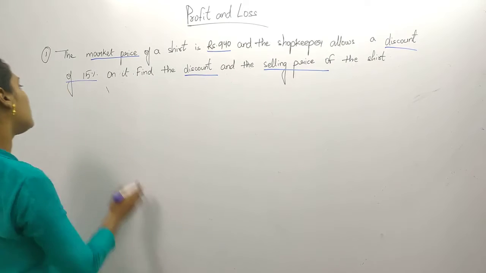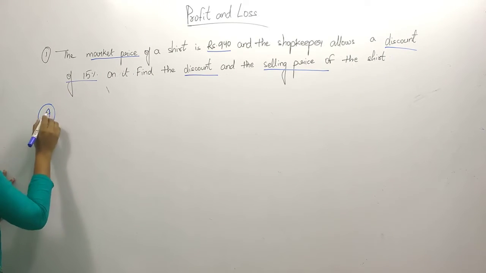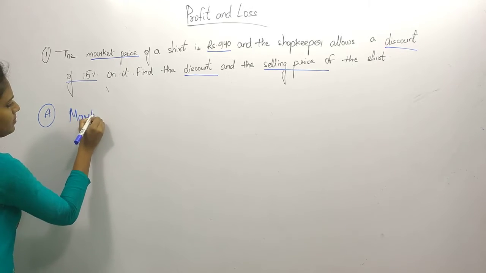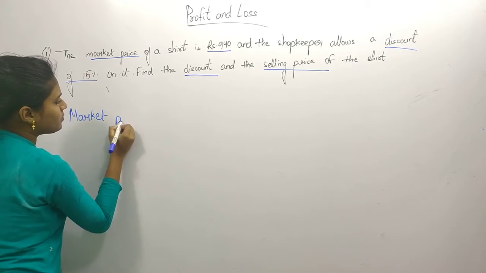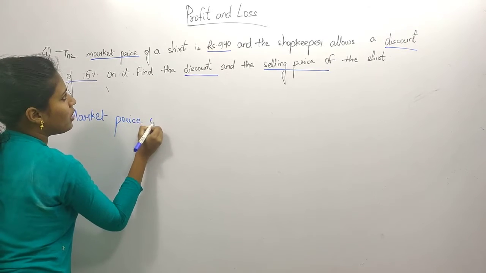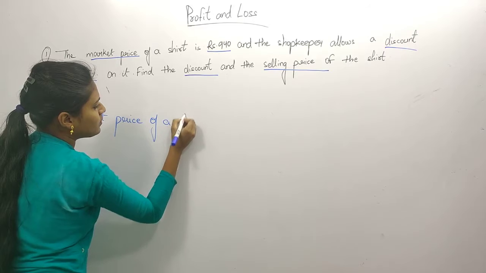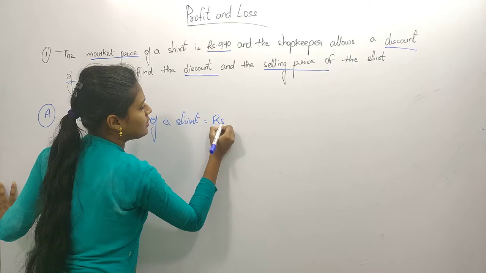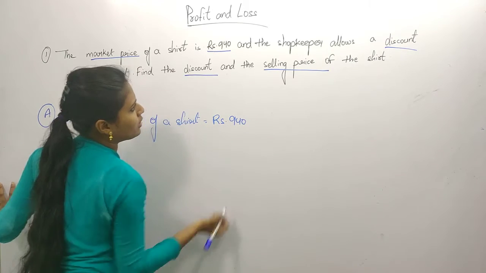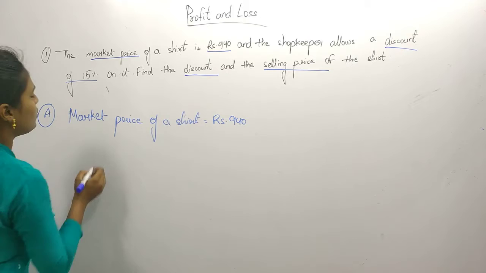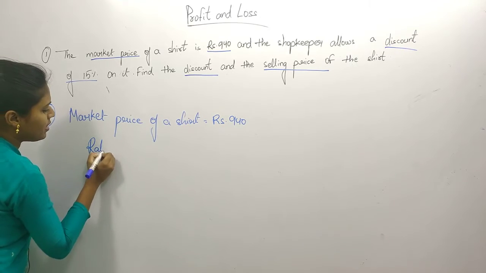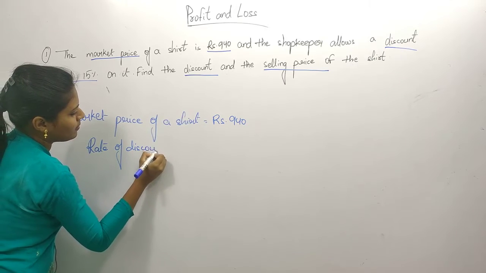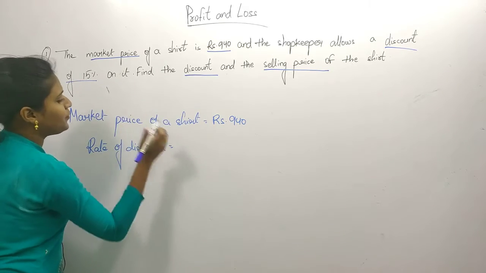Okay, let's solve the question. What is given in the question first? Market price of a shirt is rupees 940. Next, rate of discount is how much? It is given in the question. Rate of discount is equal to 15%.